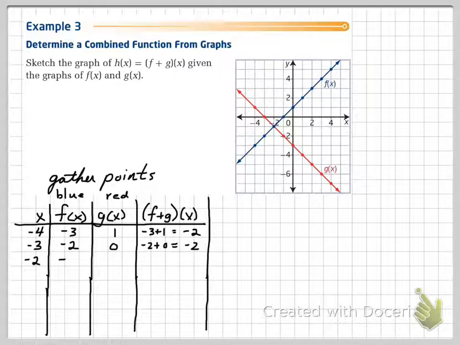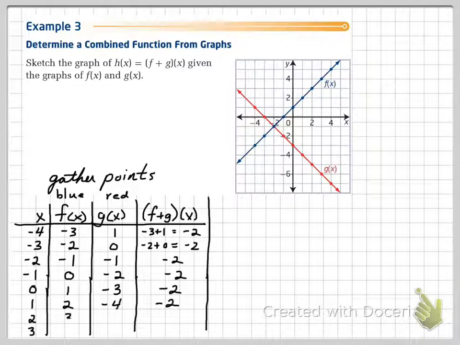I think we see a pattern here. Negative 2 is going to be negative 1, and negative 2 is going to go to negative 1, so that's going to be negative 2. As a matter of fact, for all of these points, our combined function, which I'm going to put in green, f plus g of x, is going to have a value of negative 2.